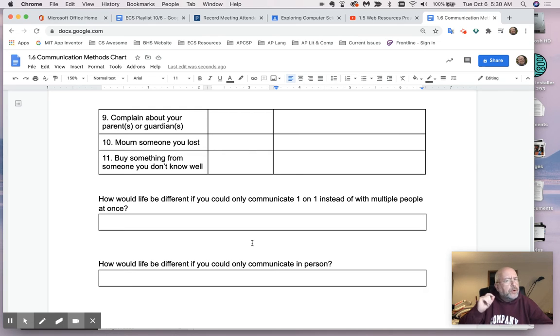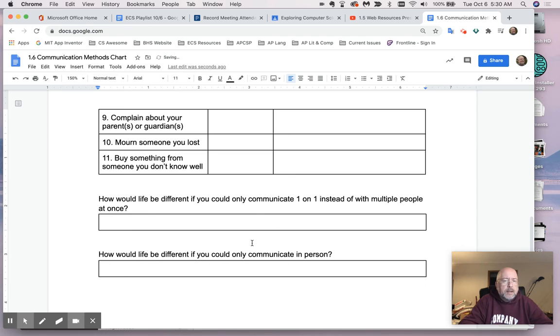And then how will your life be different if the only way you could communicate with other people is in person? Tell me how your life would be different if that were the case. That's all you need to do. I'm going to go over this in class. Be ready to share out your information, because everybody will be sharing out their information in class.